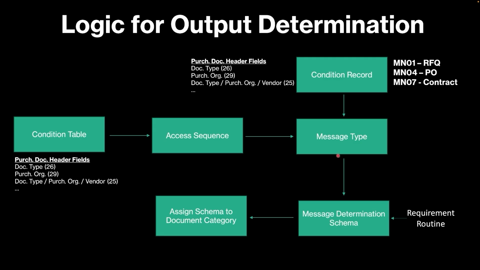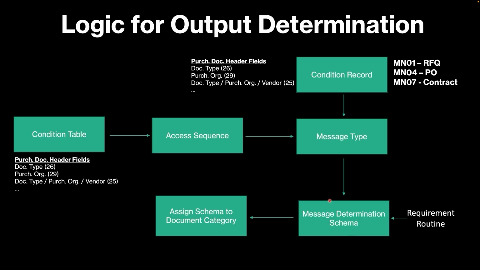Okay, now as we discussed, for multiple scenarios you will have multiple message types. So how can you put all those message types in a container? For that you will use something called as message determination schema. This will be basically a combination of all the possible message types for your purchasing document category. That is, for purchase order, let's say that you created 10 message types. Then you have to put all these 10 message types in something called as message determination schema. Once you put all these message types in this schema, then only the system will allow you to maintain the condition record against any of those message types, and then only the system will trigger that message type in your purchasing document.